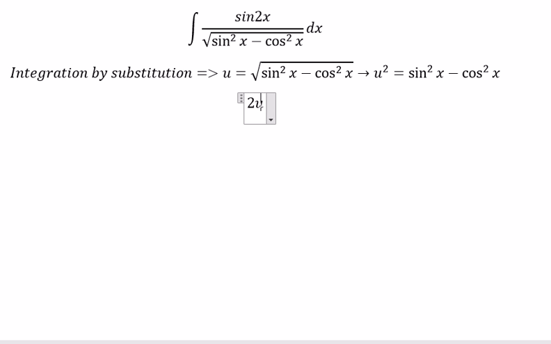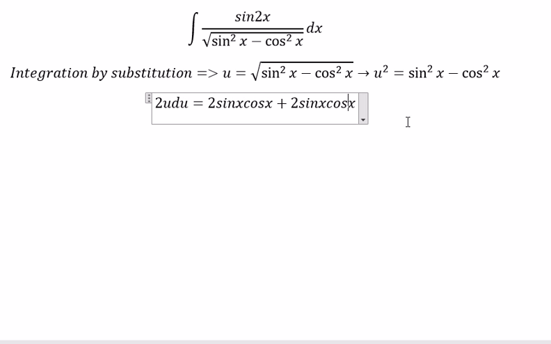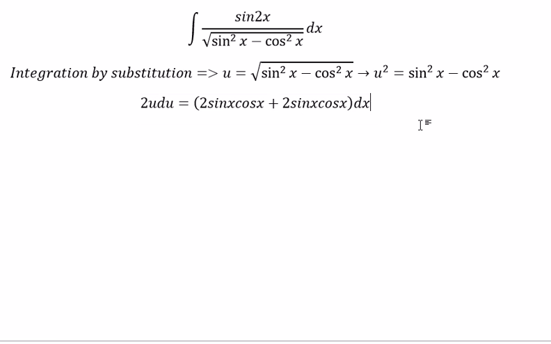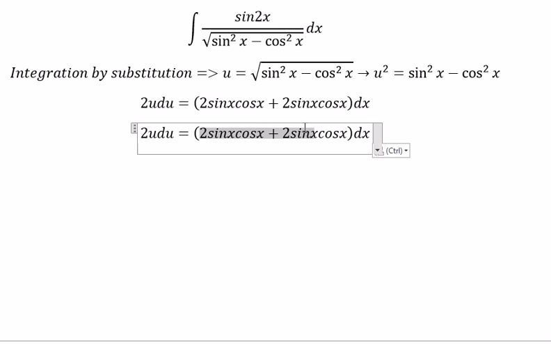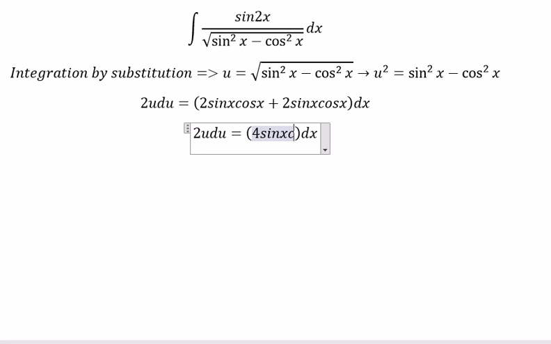So you get 2u du equal to 2 sin x cos x plus 2 sin x cos x, everything with respect to x. Next, this gives you 4 sin x cos x. Later, we divide both sides by 2, and you get 2 sin x cos x. This one we change to sin 2x.